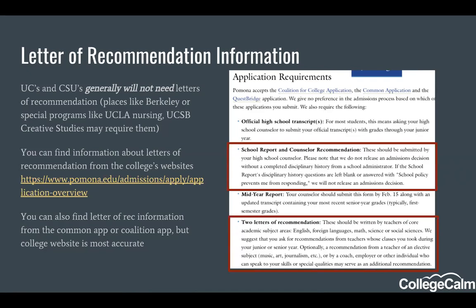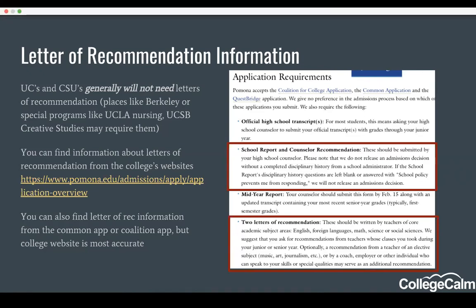And like Roxana said, UCs and CSUs generally will not need letters of recommendation in the initial phases of the application process, but some of the special programs like UCLA Nursing or UCSB Creative Studies may require them. So it's really important to check the specific programs to see what exactly is required. And then Berkeley has been known to ask for letters of recommendation later in the process to help evaluate their applicants further. So you can find all of this information on the college's website.